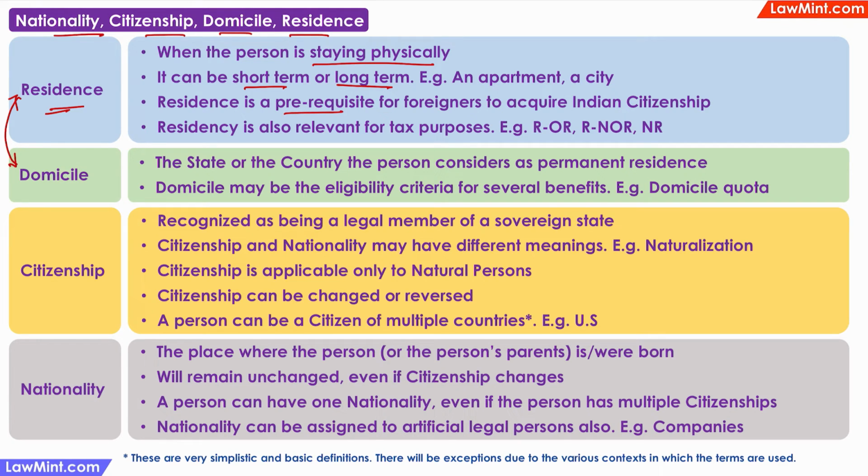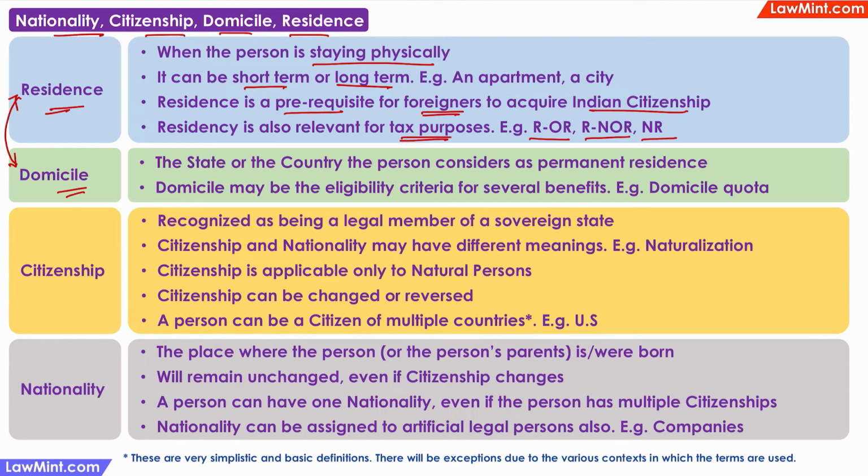Now, residence is also a prerequisite for Indian citizenship through naturalization. If a foreigner wishes to acquire Indian citizenship, then he or she should have entered and stayed in India legally for at least 12 years. Or if the person is married to an Indian citizen, then he or she should have entered legally and stayed in India for at least 7 years to be eligible. Now, residence can have an implication on taxation also. For example, for income tax purposes, your tax liability will differ depending on whether you are a resident and ordinary resident, or you are a resident but not ordinary resident, or you are a non-resident.